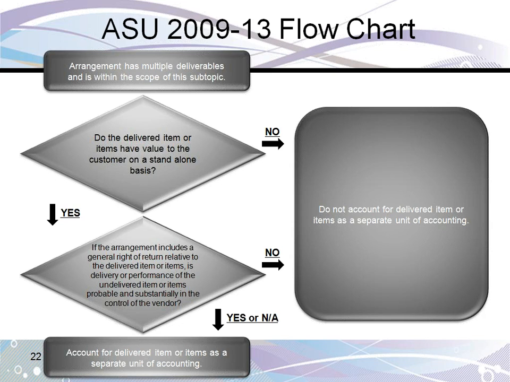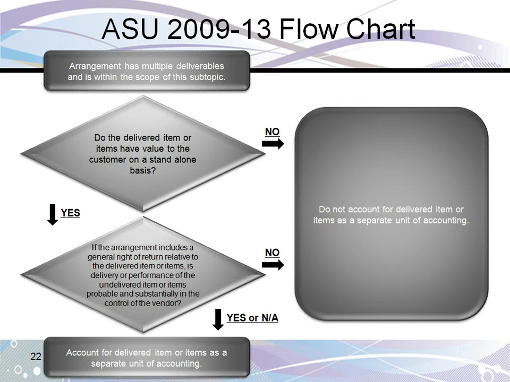And if we've got multiple elements, we ask ourselves, first question is, do the delivered items have value on a standalone basis? If they do, yes, we're going to go down to the next diamond or the next question. If the answer is no, then we won't have a separate unit of accounting for that element. We'll look at it in conjunction with the other elements.